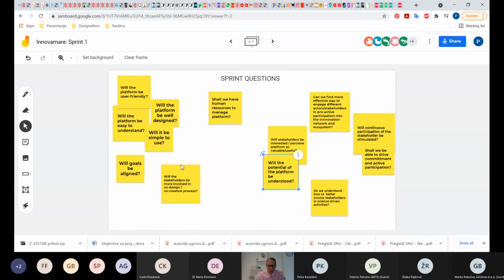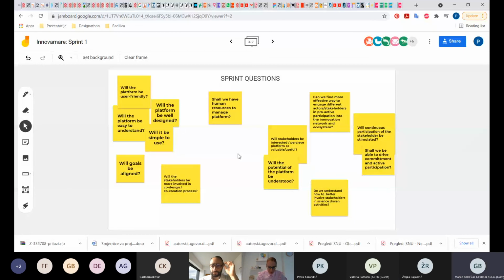Do you see my screen? Sorry, something dropped out. Do you see the Jamboard? Yeah, actually, I can see. Okay. Yes. Okay, so it just keeps moving me around.